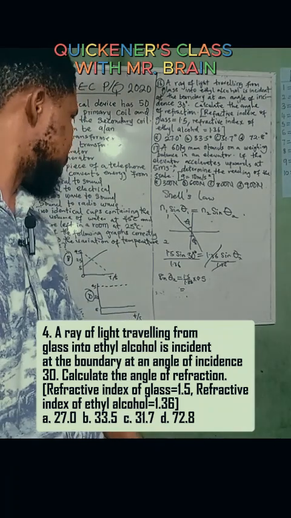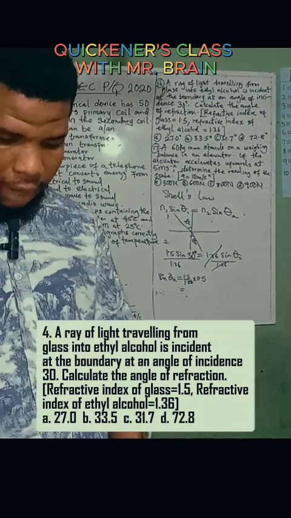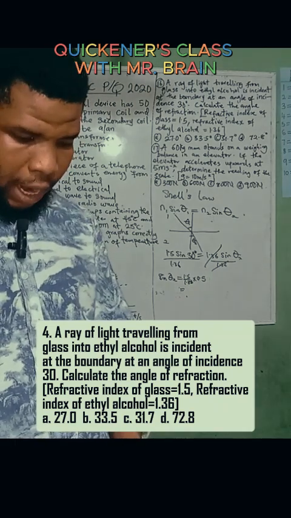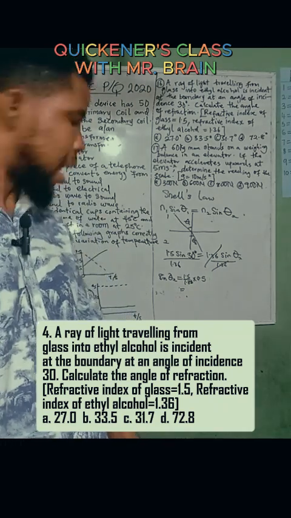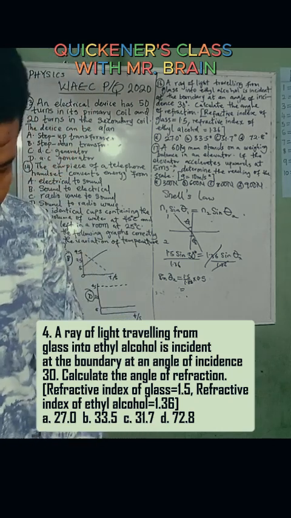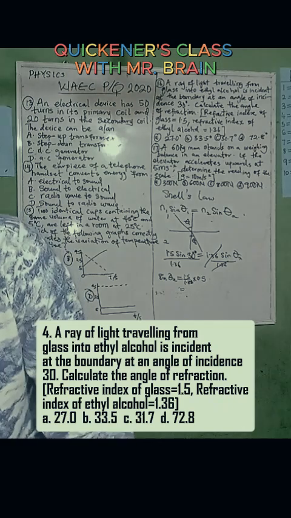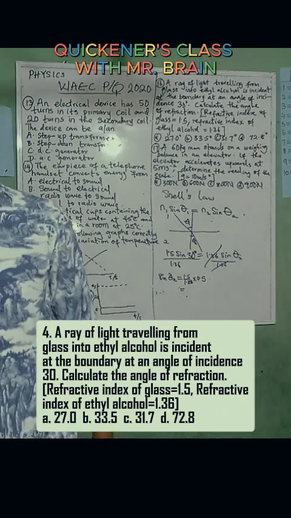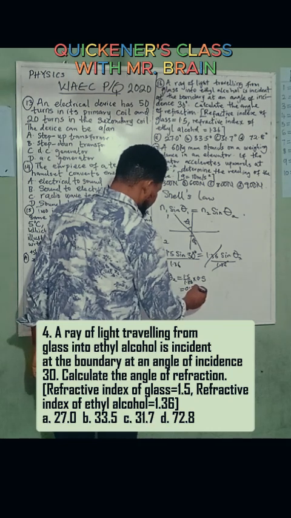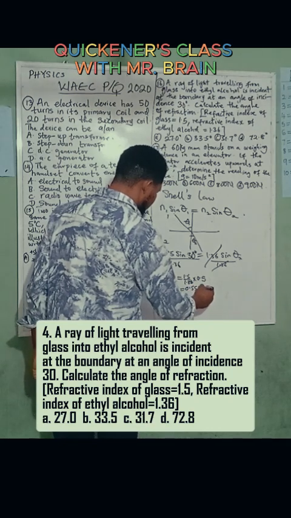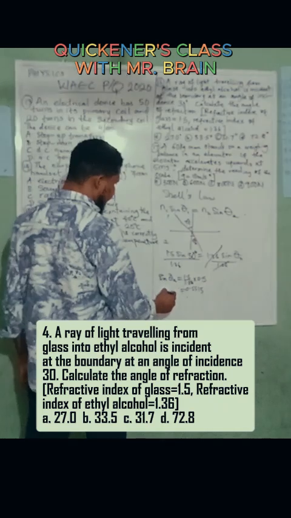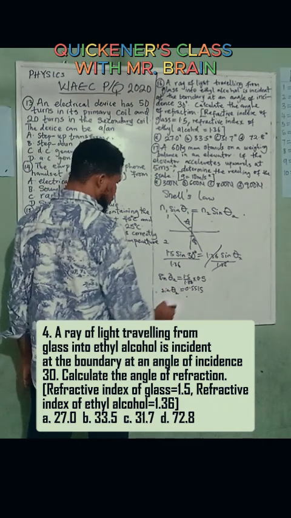Let's quickly do this. We have 1.5 times 0.5 divided by 1.36, and we have 0.5514. So sine theta 2 is 0.5514, approximately.